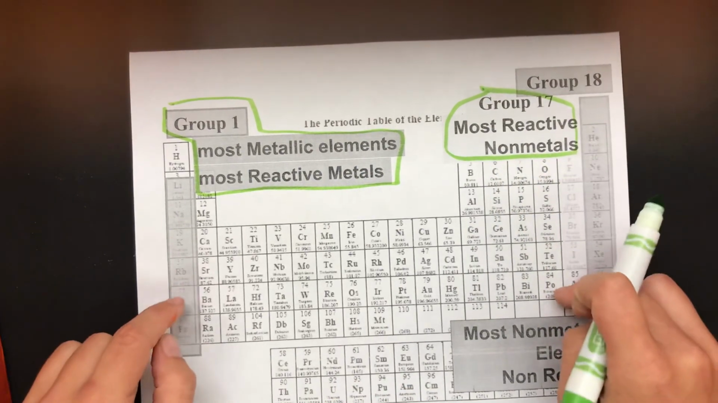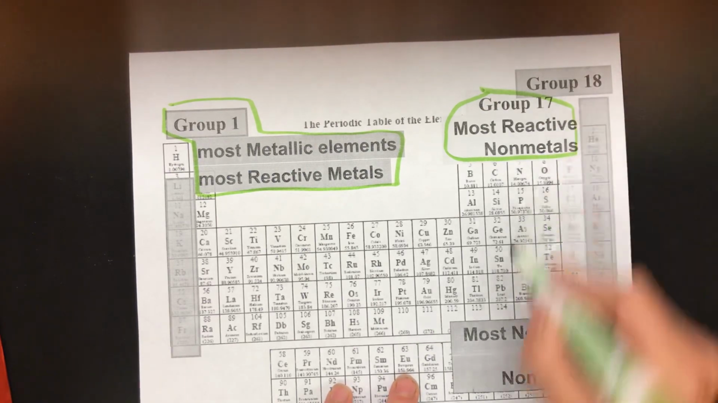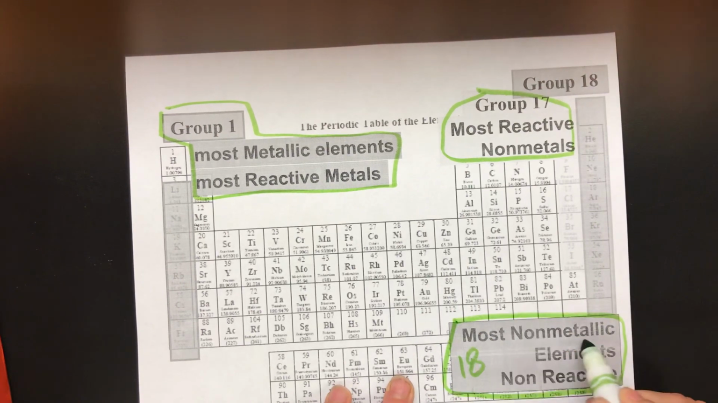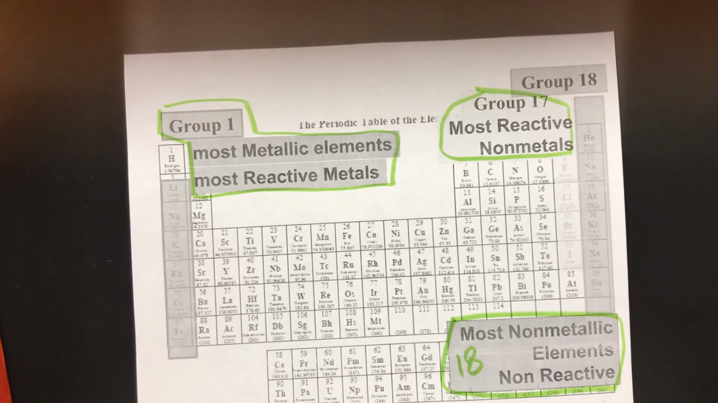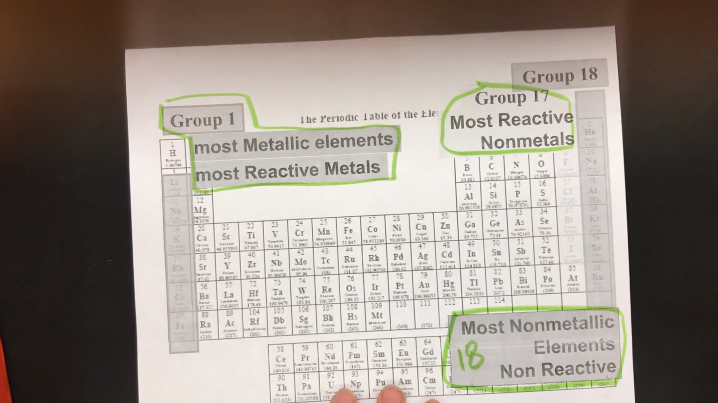That's why a lot of times group 1 and group 17 are together, because they're both highly reactive. Group 18, so this is group 18 down here, are the most non-metallic elements, and they are non-reactive. Most of them do not want to be around anything else. They are by themselves and perfectly happy. They are extreme introverts. They do not want to go anywhere outside of themselves.